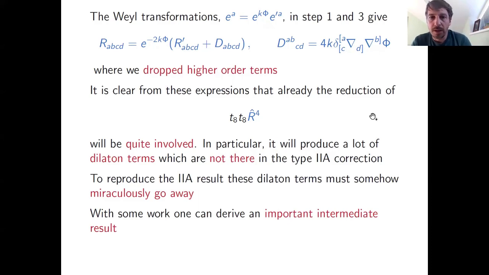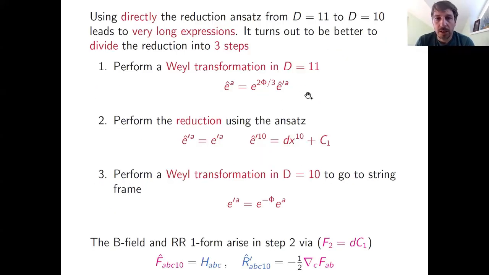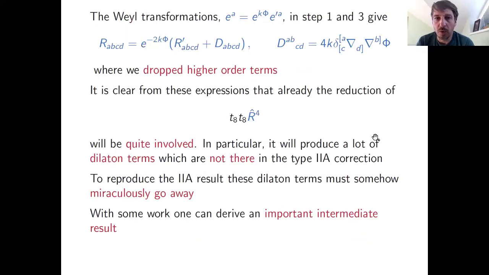Now, it's clear that even the reduction of this R to the 4 term in 11 dimensions, just the 4th power of the Riemann tensor, will be very complicated because you have to do these Weyl rescalings, and then when you reduce it, you produce a bunch of additional fields. So you will produce a bunch of dilaton fields and a bunch of Riemann one form fields from this. In fact, it looks a bit strange because you produce a large amount of dilaton terms, but in the way that I wrote the type 2a corrections, there were no dilaton terms at all.